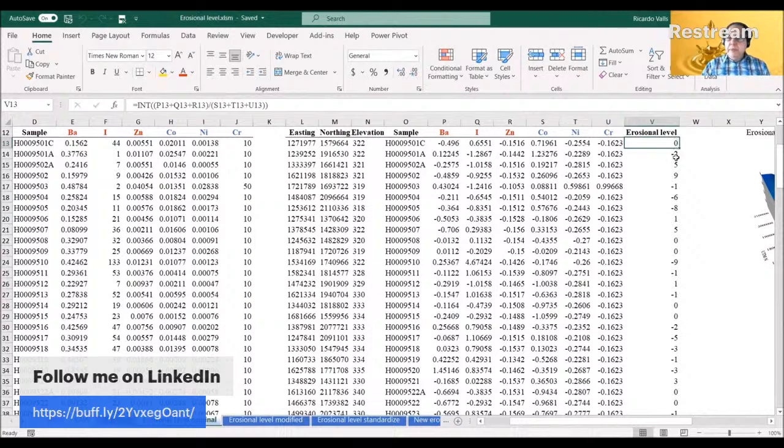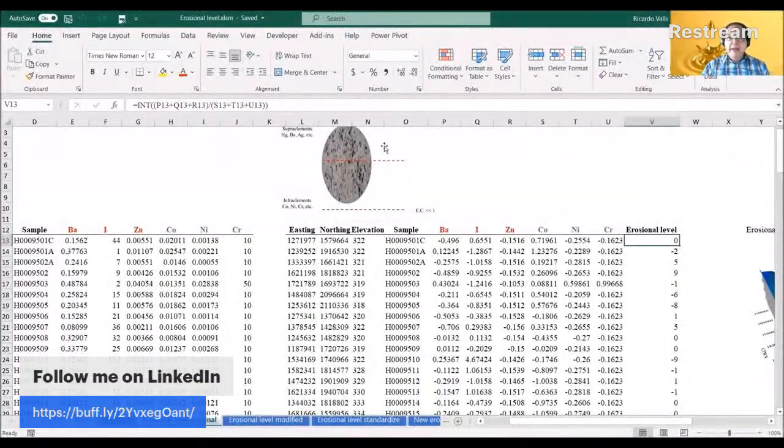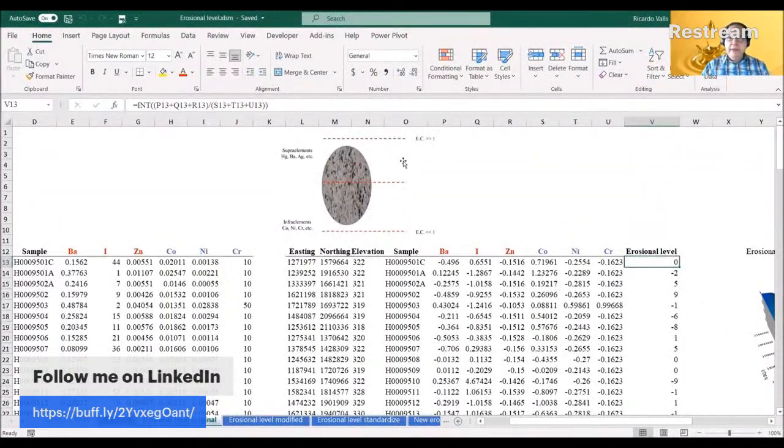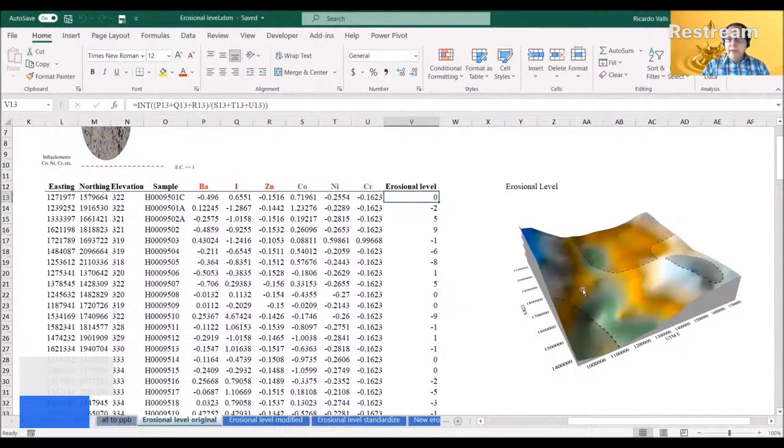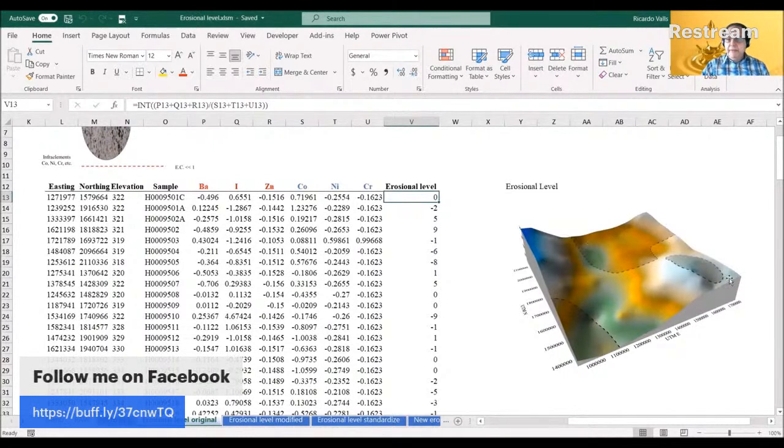Values like this, 0, -2, mean that the erosional level is down here. Values like 5, 9 mean that the erosional level is up here. So it's very simple. And then using Surfer, I determine this is my digital elevation model. And these are the areas that, according to the geochemistry, I do have erosion in my target.